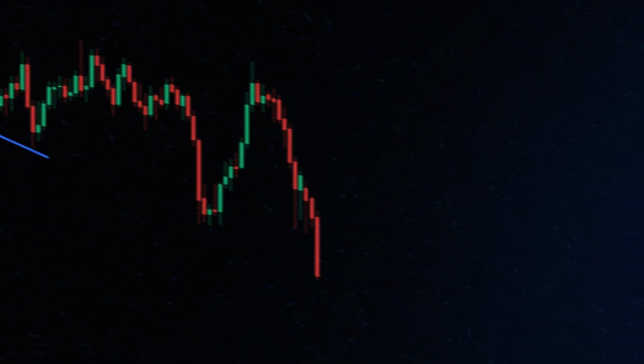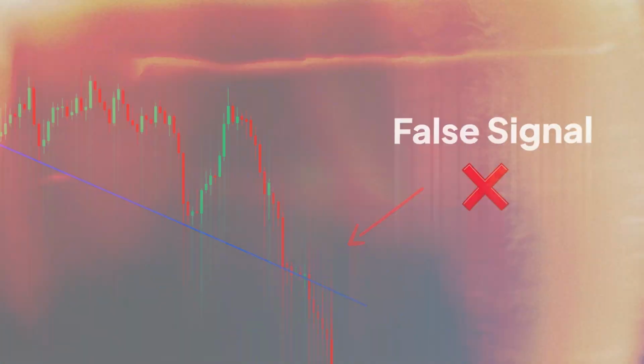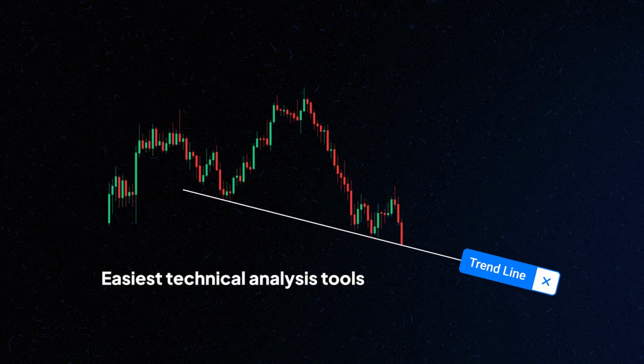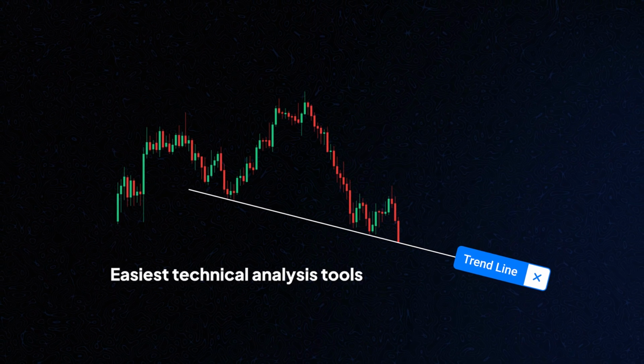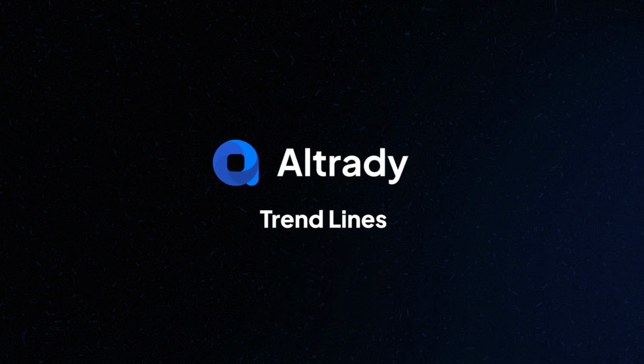Did you ever draw a trend line that led to false signals and misinterpretation of market trends? Trend lines are one of the easiest technical analysis tools, but if you're new to trading, it can be challenging to draw trend lines correctly, and that can lead to false breakouts. Let's dive into how trend lines can actually enhance your trading strategy without overcomplicating it.